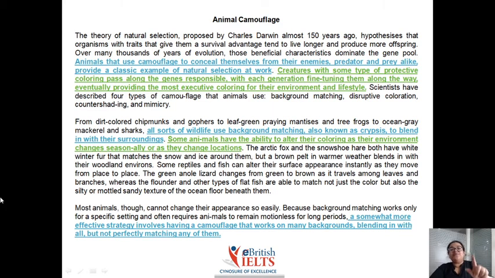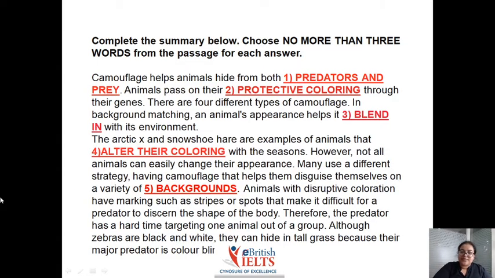So what are the animals according to the text doing to the surrounding? They are blending in with the surrounding. So the word blend in has been used here. Now if you look at the answer here, in background matching, an animal's appearance helps it blend in with the environment. In the passage they talk about the surrounding, here they talk about the environment. And what are they doing? Why are they background matching? How do they do it? Why do they do it? To blend in with the environment. That's it. That's how you choose your answers.